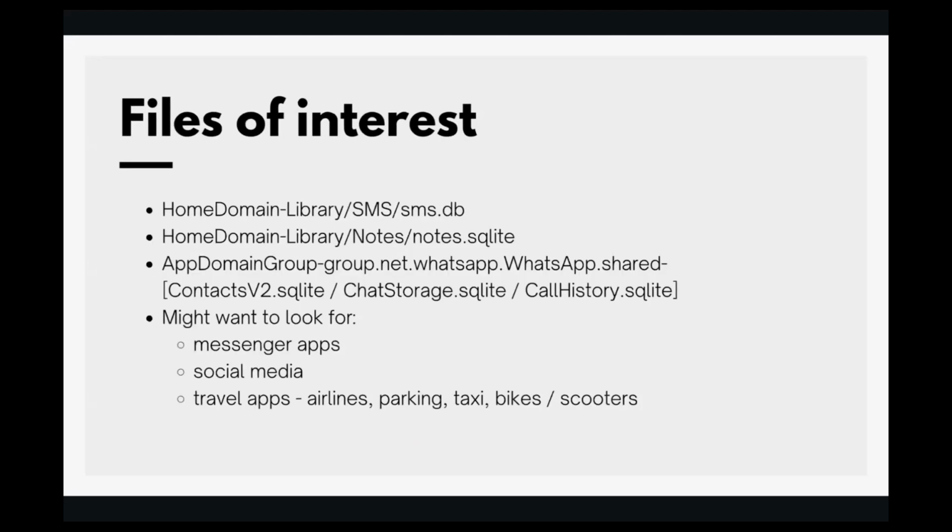So here I'm just listing some other files of interest. There's an SMS database that stores your messages. There's notes.sqlite with your notes. And there are some other WhatsApp ones as well. So it's not only the call history, there's also chat storage and contacts. And some ideas about what you might want to look for.